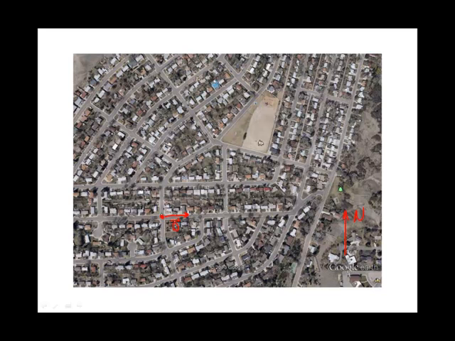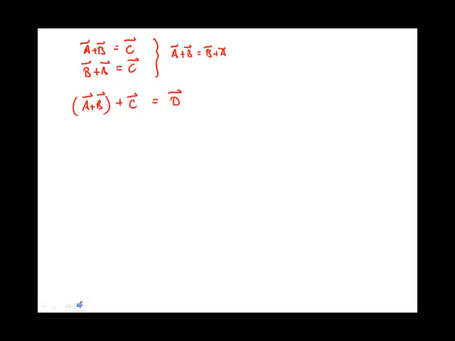Well, what if I went one block to the north, then I took my break, and then I go one block to the east and one block to the south. I still end up at D, but the B and the C kind of came together because I took a break after A. So that I might write as A plus parentheses B plus C, and I still ended up at D. So vector addition has obeyed the associative property as well.